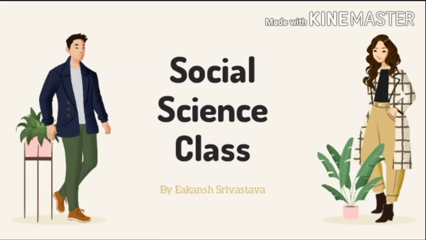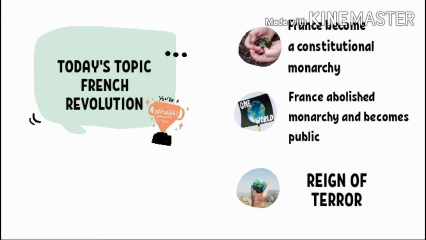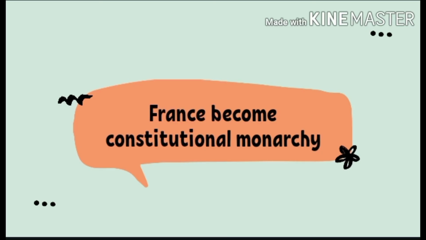Hi, good to see you here. Today's class is the third chapter, French Revolution. Let's begin the class. Today we cover three topics: France became a constitutional monarchy, France abolished monarchy and became a republic, and the Reign of Terror. So let's move to our first topic.